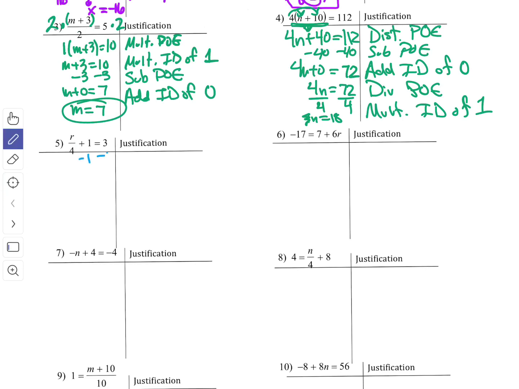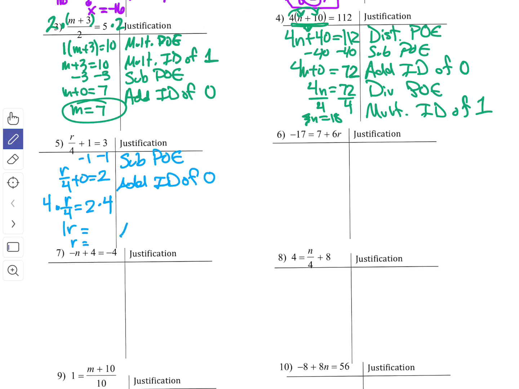So I would subtract 1, because that's the only way I'm going to get rid of that plus 1. So I get r divided by 4 plus 0 equals 2. Drop the 0. R divided by 4 equals 2. So we use the subtraction property of equality and the additive identity of 0. Then we times by 4. That becomes 4 over 4, which is 1R, which we turn into R, using that multiplicative identity of 1.